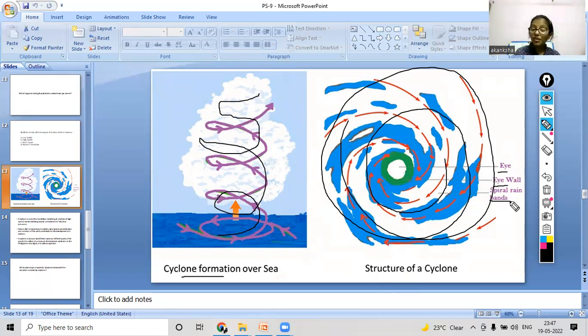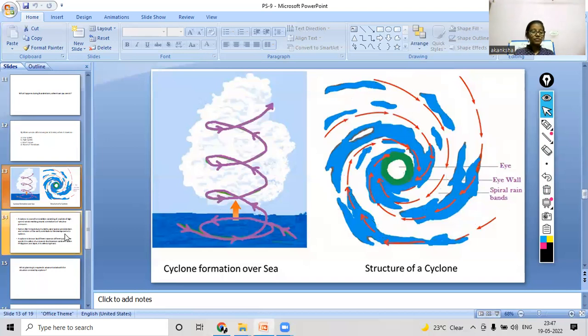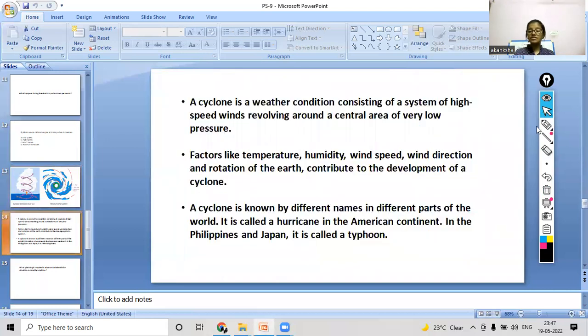What we are going to study now is, yes, you can write in the chat box. Yes, you all are right. We are going to study about cyclones. So let's see some more details about cyclone. So now we will move on ahead and see some more details.